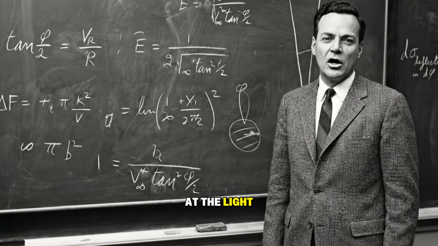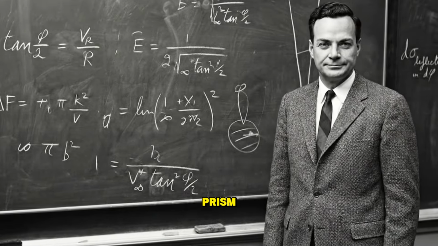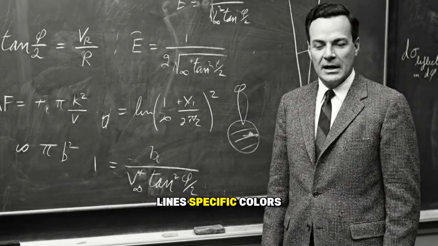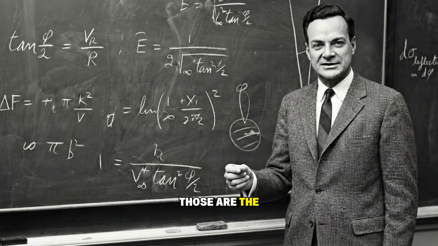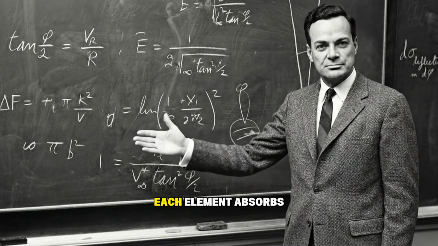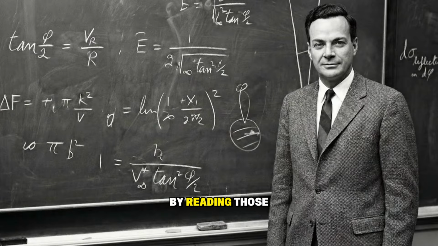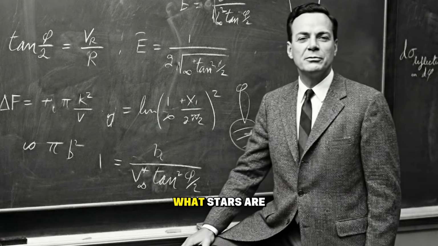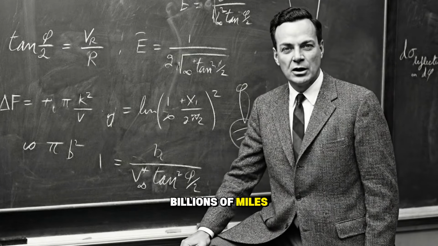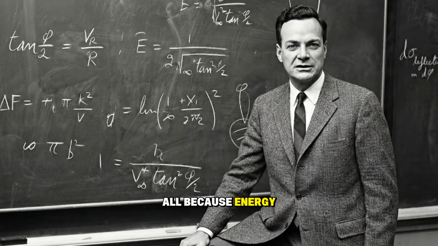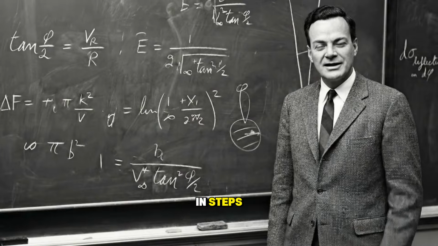If you look at the light from a distant star through a prism, you see dark lines, specific colors missing. Those are the fingerprints of atoms. Each element absorbs and emits specific frequencies. By reading those lines, we can tell what stars are made of billions of miles away. All because energy in atoms comes in steps.